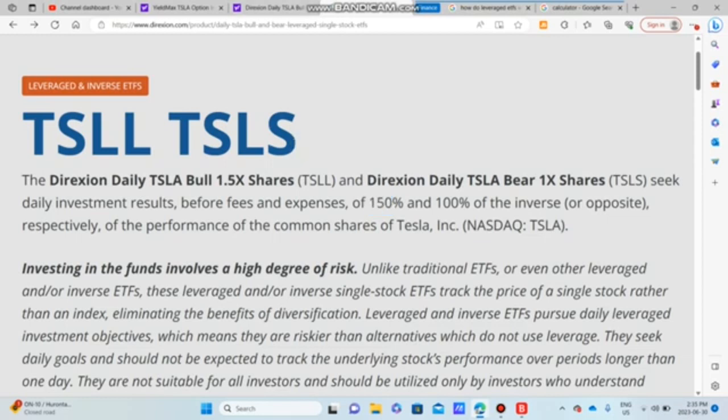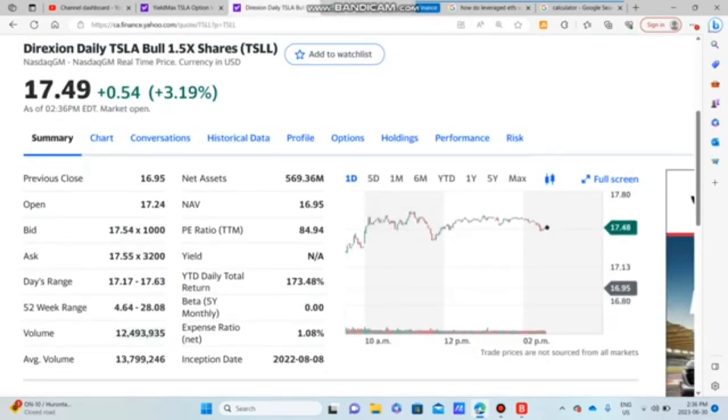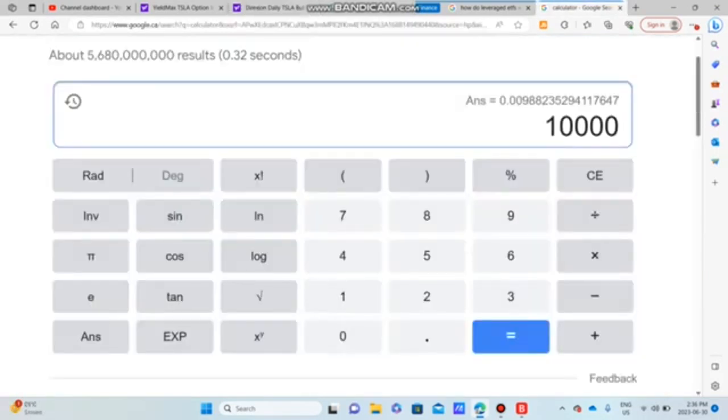So if Tesla goes up 10%, they want to make that 15%, that 1.5 times. And they say before fees and expenses, because they'll achieve that 150%, and then they'll take off their expenses, because there is an expense for holding this fund, which is 1.08%. I brought up my handy dandy calculator here for it. So for a $10,000 investment, 1.08% would give you about $100 on every $10,000 invested in this fund.